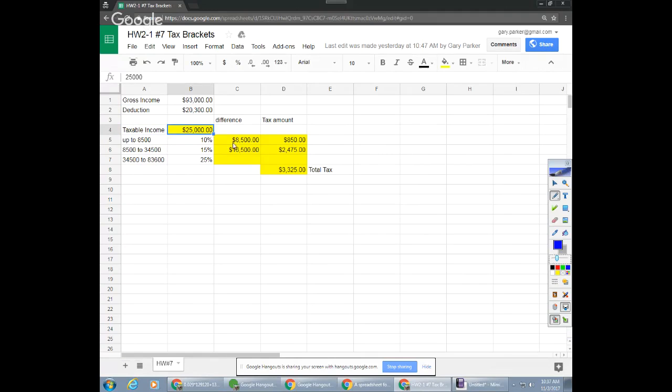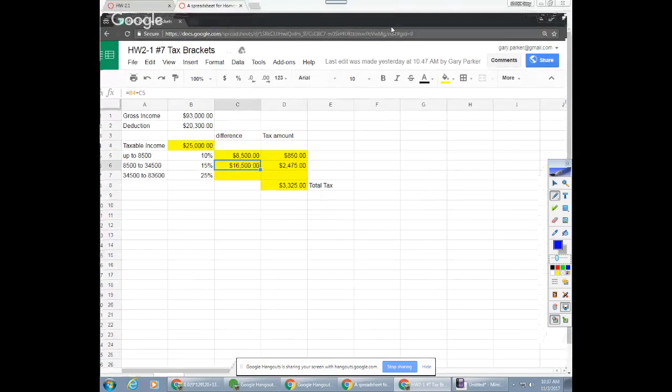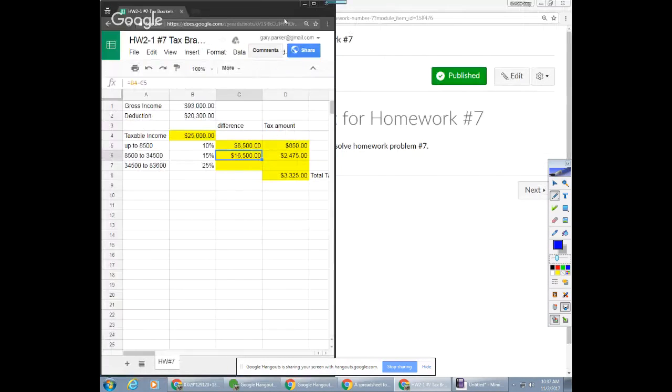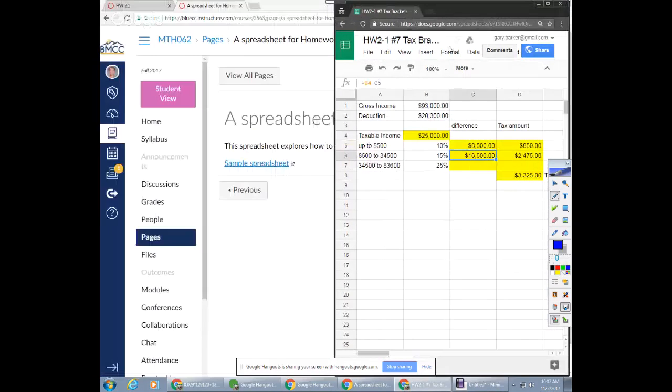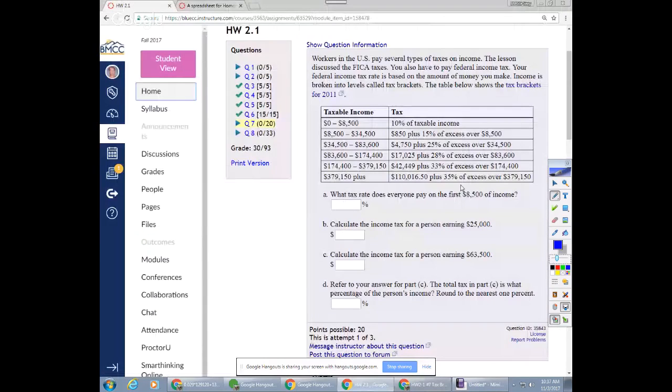That's dangerous. Okay, so I'm going to try to do this problem with spreadsheets. So here's my homework back here. Let's see, what do we got here? What tax rate does everyone pay on the first 8,500? According to the table above, it's 10%, so I just type in my 10. Yeah, so that part's pretty straightforward. We start off slow.